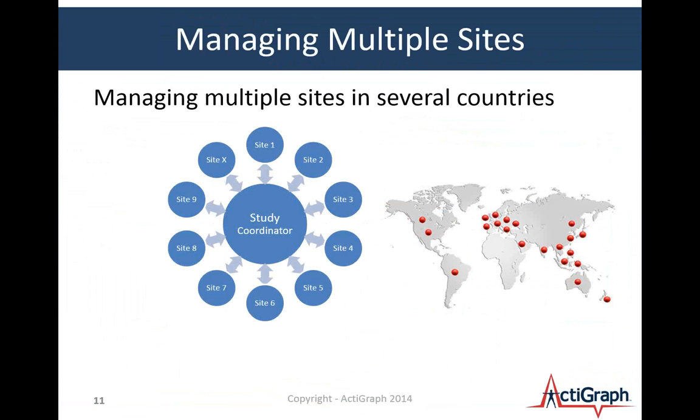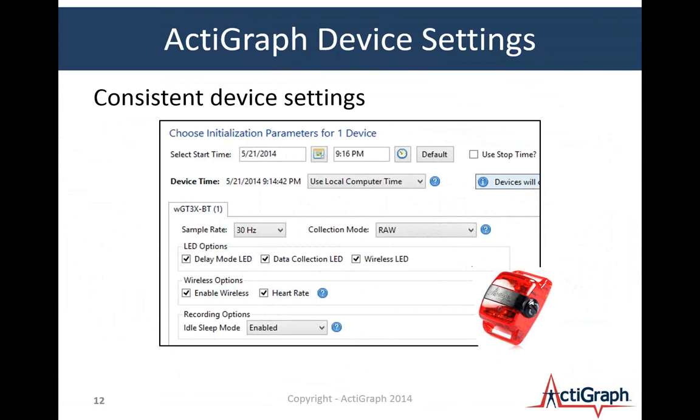Well, with our device in particular, each site has to set up their device consistently. This is a screenshot from Actilife, and so you can see that there are just tons of settings for a particular device. And so those settings have to be set the same for every single subject at every single site. Otherwise, the data is not comparable, and you can't interpret it at the end.